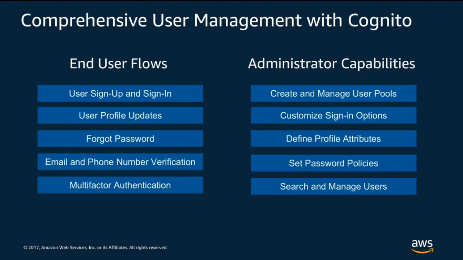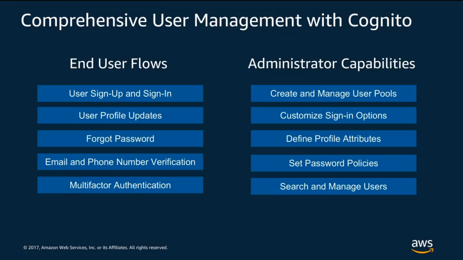1, 2, 3. So a great way to think of what Cognito User Pools does for you is in these two categories. The first is end user flows. These are the things that your users are seeing on their devices, be it smartphones or web browsers.